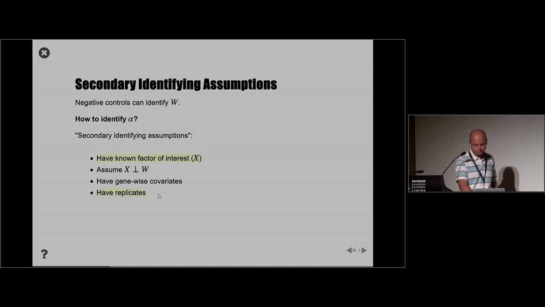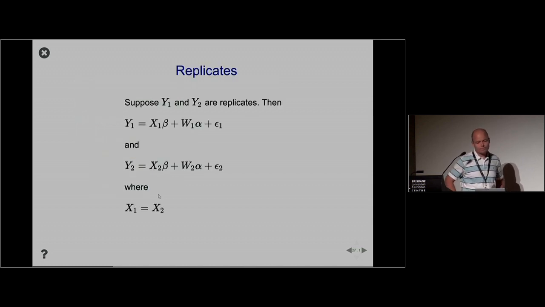And I'll show how in just a second. Okay, so suppose Y1 and Y2 are 2 rows of our gene expression matrix that are replicates. So say Y1 was done at Davis and Y2 was done at Michigan, for example. Then just subsetting to that first row of the gene expression matrix, the model is still that the first row's gene expression is equal to the factor of interest for that sample, times beta, plus the unwanted variation, and so on. And then same for the second.